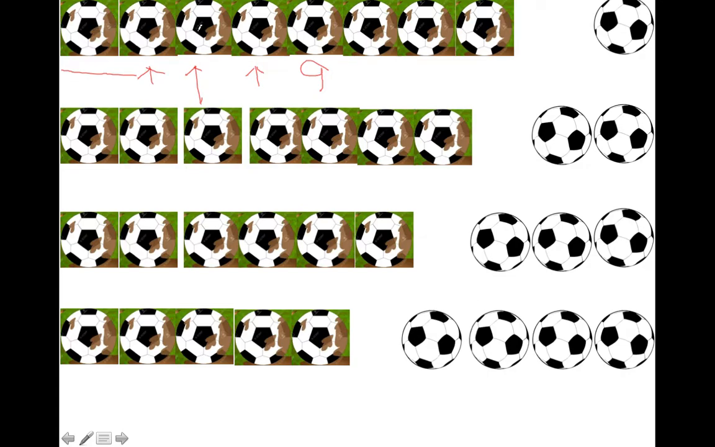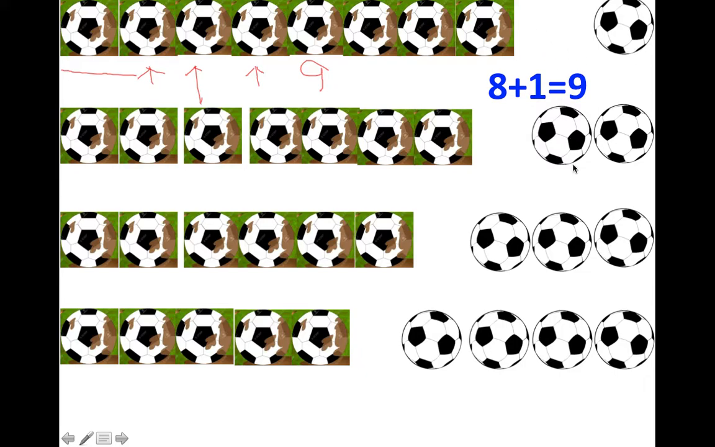1, 2, 3, 4, 5, 6, 7, 8. We have 8 soccer balls that are muddy and 1 that's clean. So I know that 8 and 1, which is 8 plus 1 equals 9. So I know all together I have 9 soccer balls, but 8 of them got muddy and 1 is clean.